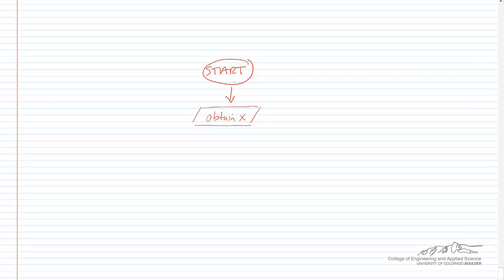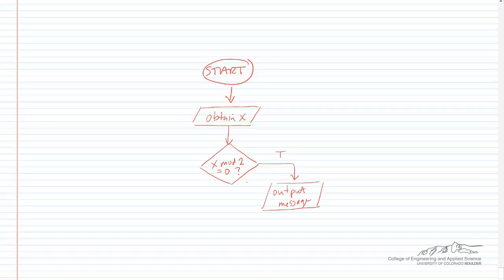So we're going to start here, and then we are going to obtain x from the user. Next, we are going to determine if x is divisible by 2 using the mod function. If that is true, if x mod 2 equals 0, then we're going to have a message box. But if this is false, then we are not going to do anything.